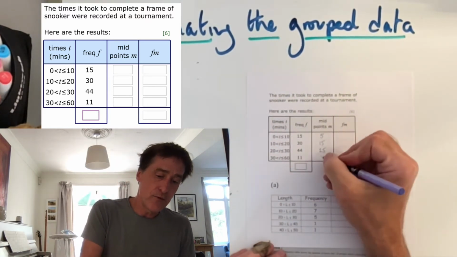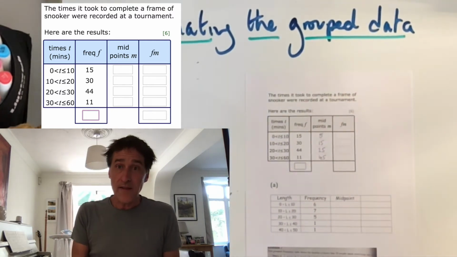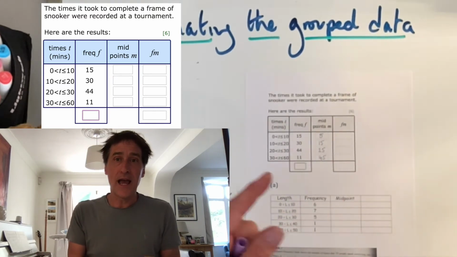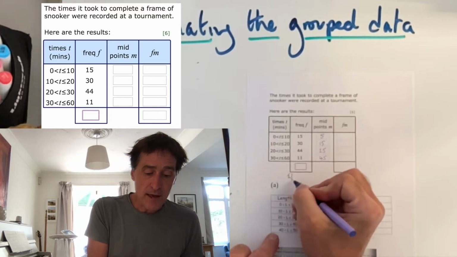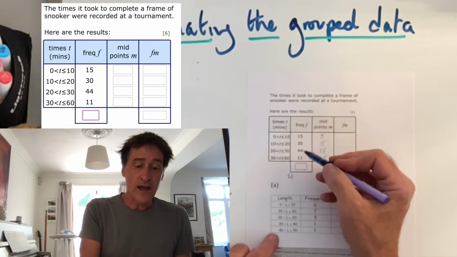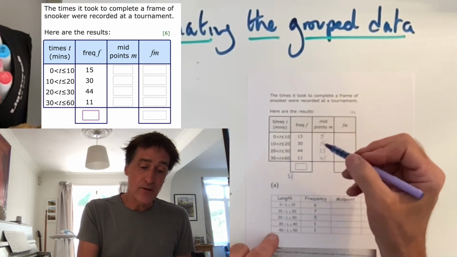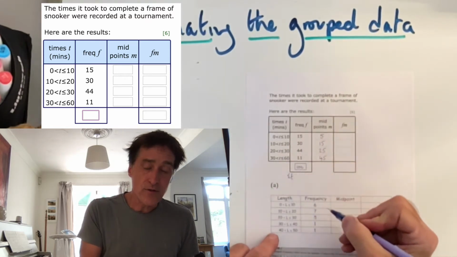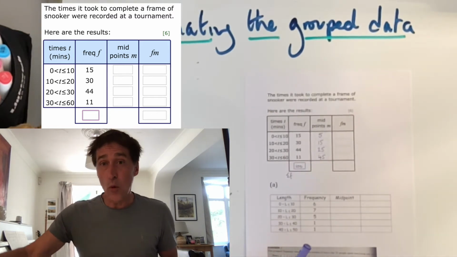Then it says I want to work out the average. So I need the total number of minutes it takes divided by how many frames were played. The total frequency here, sigma f, tells you the total number of games played, the total number of frames. So I add that together: 15 plus 30 plus 44 plus 11. I've got 100 frames played.